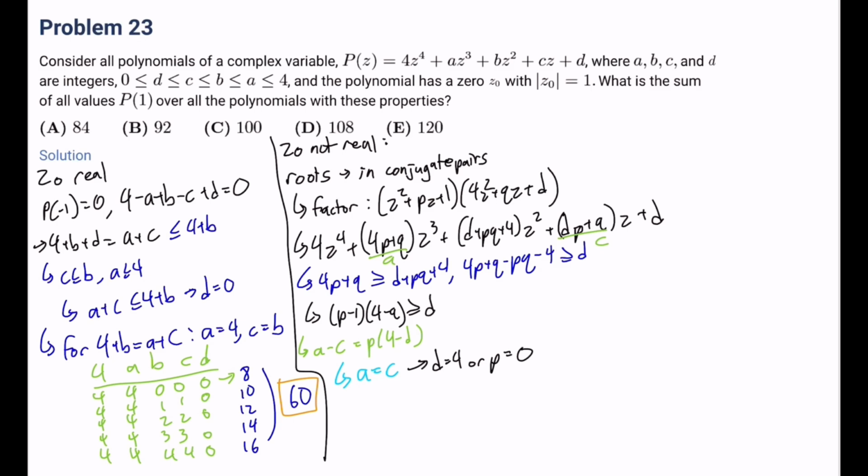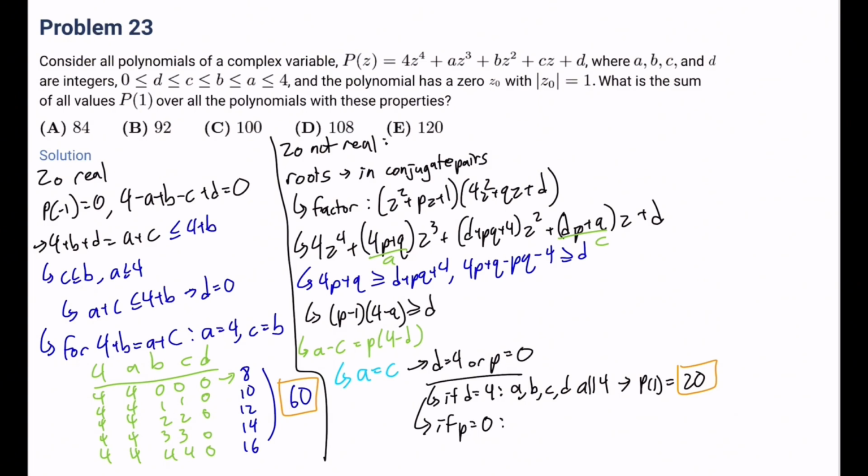First, let's say if d equals 4. Then, since this holds true, if d is 4, these three must all be 4 also. That means a, b, c, and d are all going to be 4. Our P1 is just going to be the sum of a, b, c, d, which is just 4 times 5. Now that all of these are 4, this is going to be equal to 20, right?